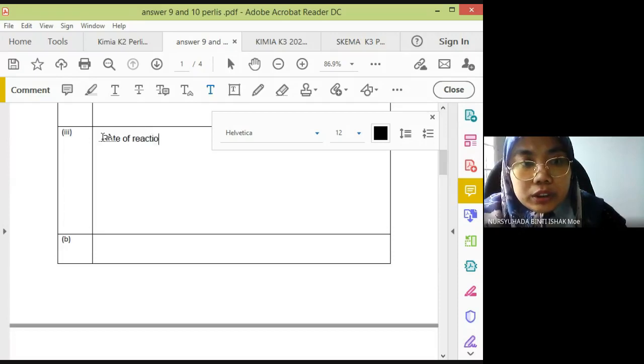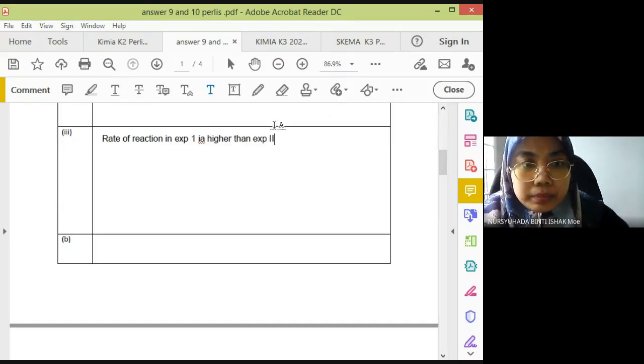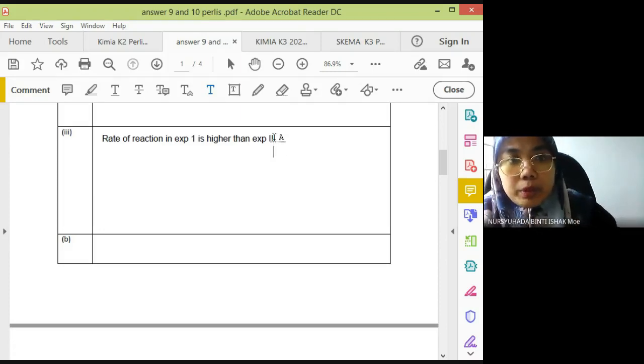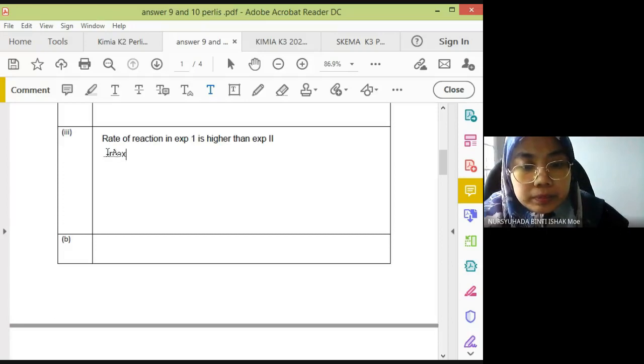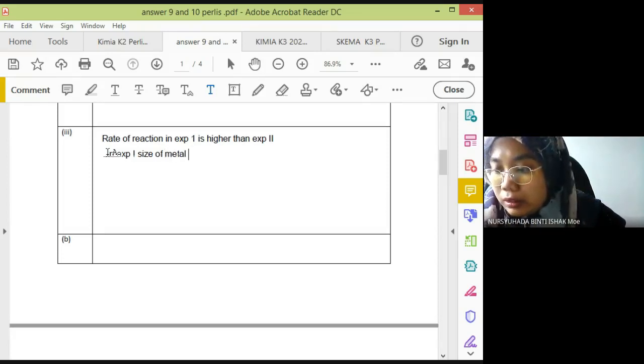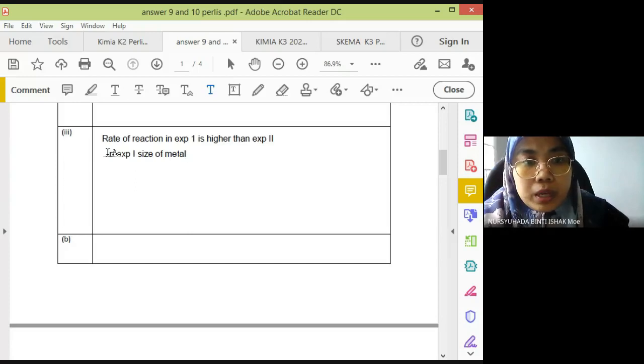Rate of reaction in experiment 1 is higher than experiment 2. Okay, next. Alright. Then next point. Okay, point yang seterusnya here. Okay, in experiment 1, size of metal Y is smaller than in experiment 2.